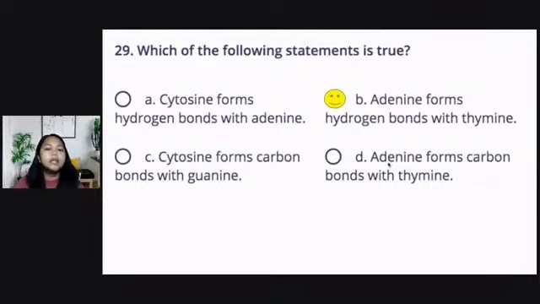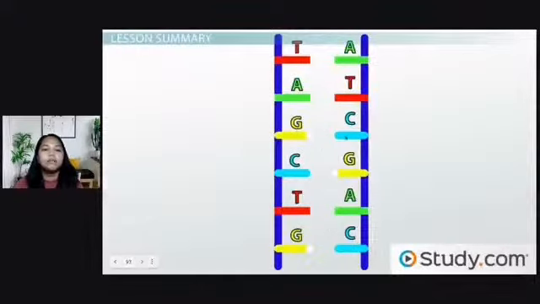Now, C and D are both wrong because it says carbon bonds. Hindi po carbon bonds, pero hydrogen bonds yung kanilang na-form. Okay, so letter B, ang ating choice for number 29. Okay, so this right here is an illustration. Thymine would always be paired with adenine, and of course, there would be 2 hydrogen bonds between them. Your guanine would always be paired with cytosine, and vice versa, with 3 hydrogen bonds between them. You did this in your high school, no? High school biology, ginawa nyo to.